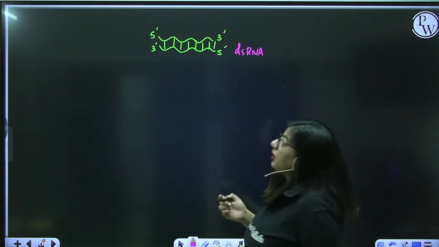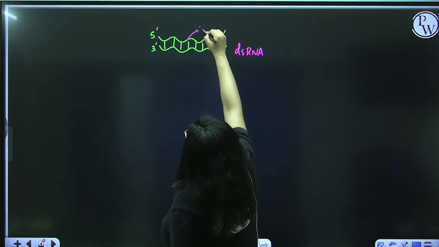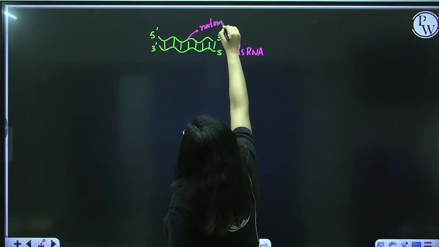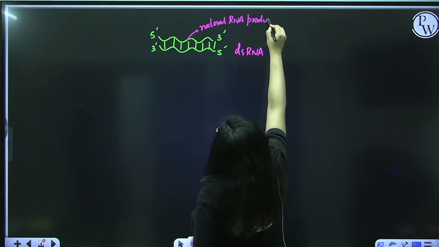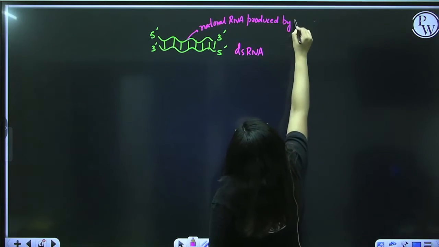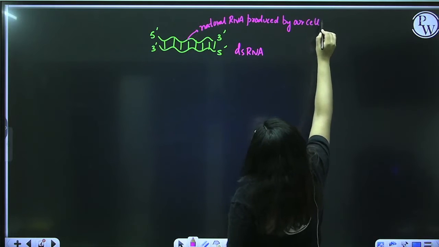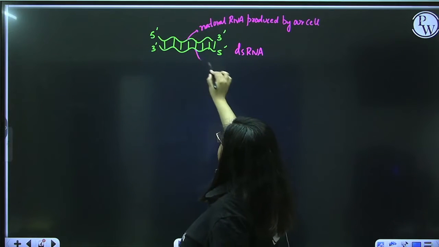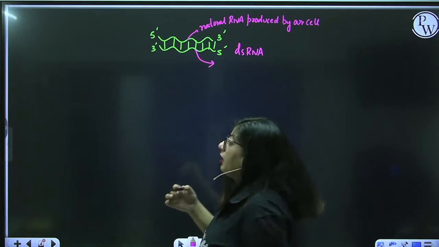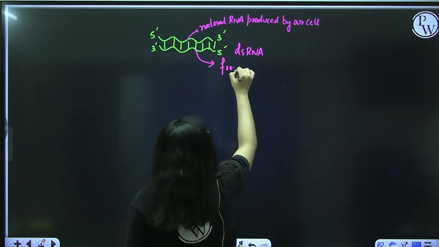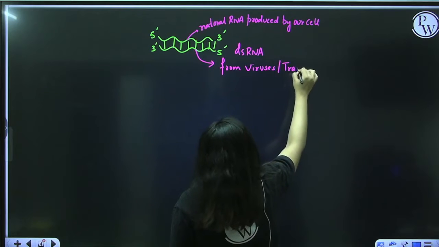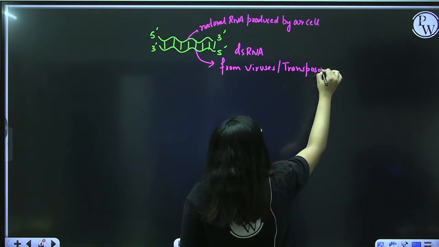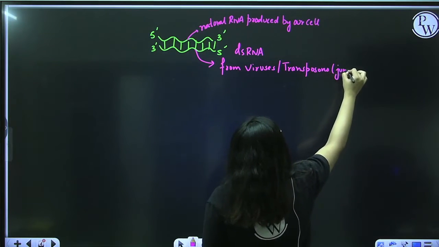See, imagine this strand of RNA is a natural RNA produced by your body or our cell. Imagine the second strand comes accidentally either from viruses or transposons. What are transposons? These are jumping genes.